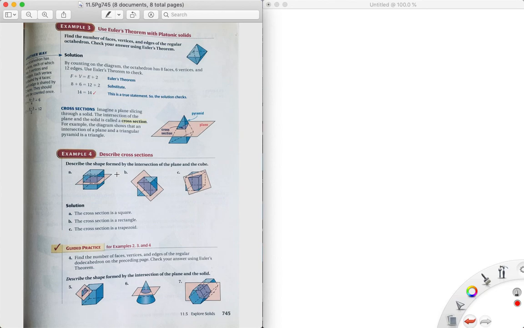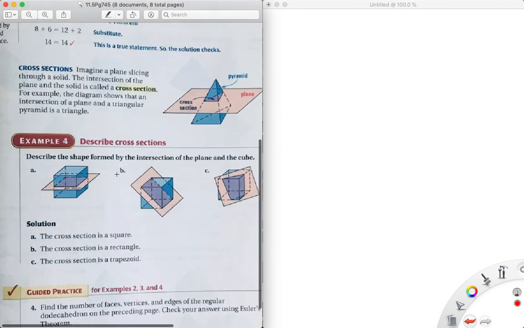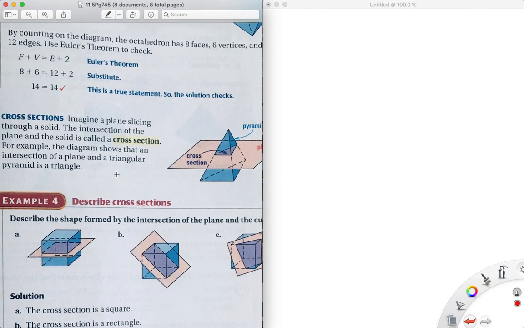All right. So you can use Euler's formula. They'll give you certain information, and you can use faces plus vertices equals edges plus 2. Now, it's a pretty straightforward equation, so I don't really feel the need to go over it.